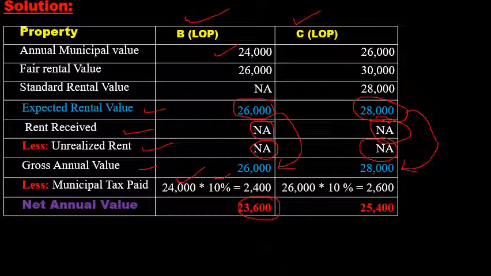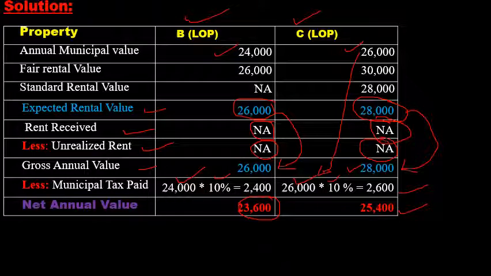And for property C, gross annual value 28,000 and municipal value 26,000, and 26,000 into 10% is 2,600. 10% of annual municipal value. Annual municipal value is 26,000. 26,000 into 10%, so 2,600 is the municipal tax and the balance amount is called the net annual value. So net annual value for property B and property C is 23,600 and 25,400. So that is how to find out the net annual value for deemed let out property.